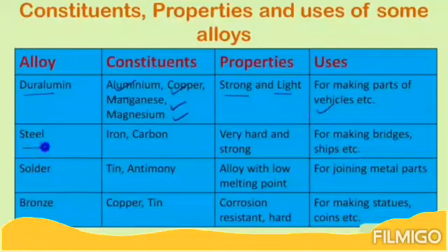Steel, made up of iron and carbon. Very hard and strong substance, used for making bridges, ships, etc. Solder is made up of tin and antimony. Tin has symbol Sn, antimony Sb, and it has a low melting point and is used for joining metal parts. Bronze is made up of copper and tin. It is corrosion resistant and hard, used for making statues, coins, etc.